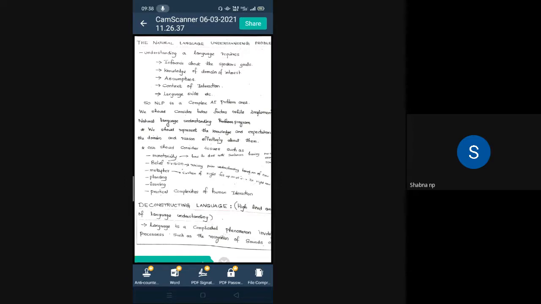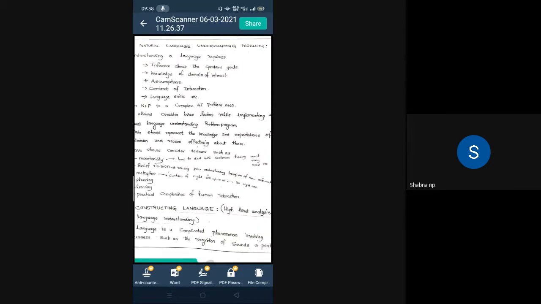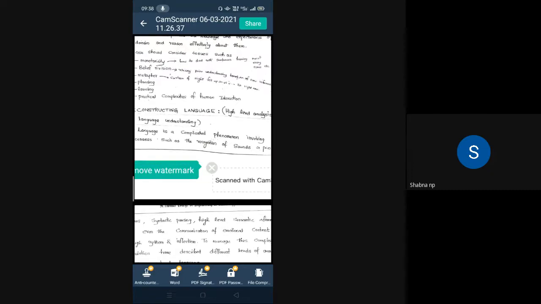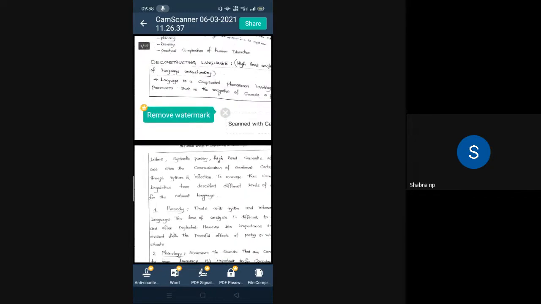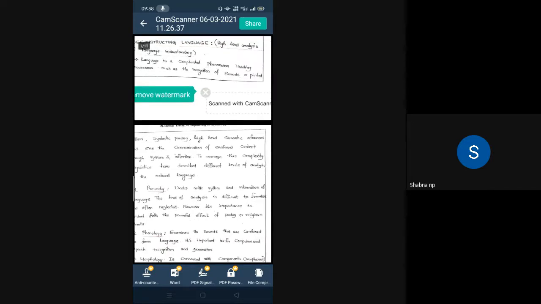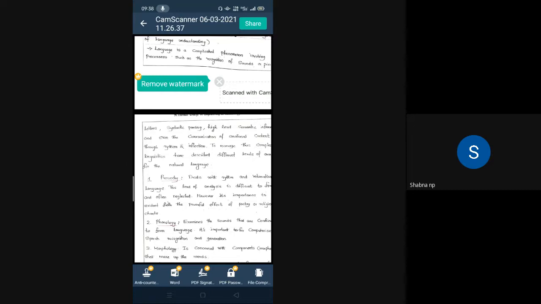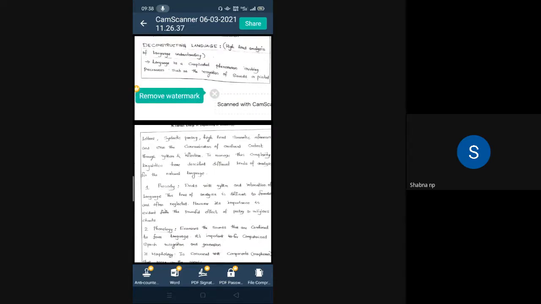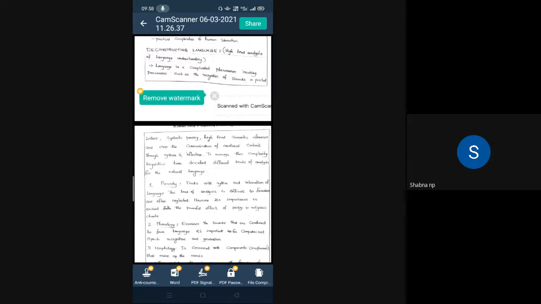Next, deconstructing language. What is deconstructing language? That is high-level analysis of language understanding. Language is a complicated phenomenon involving processes such as the recognition of sounds or printed letters, then syntactic parsing, high-level semantic information, semantic inference, and even the communication of emotional content through rhythm and inflection.